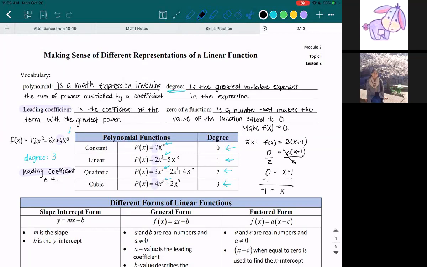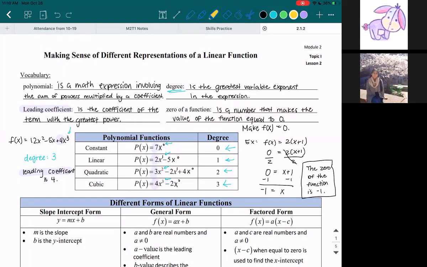So I'm going to write my answer in a full sentence. The 0 of the function is negative 1. So in this example, the 0 of our function was negative 1 because that was the number that made the function equal to 0. Negative 1 is the number, we're literally reading our definition here. Negative 1 is the number that makes the value of the function equal to 0. So that's why negative 1 is our 0.